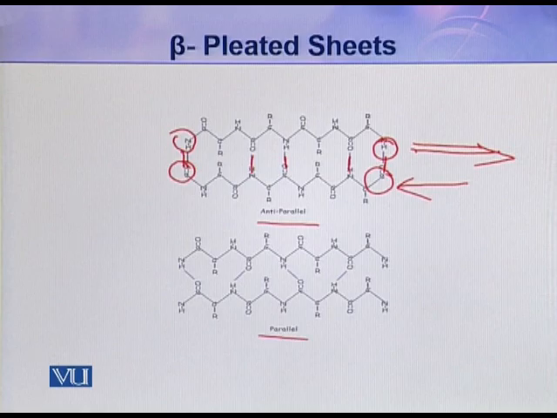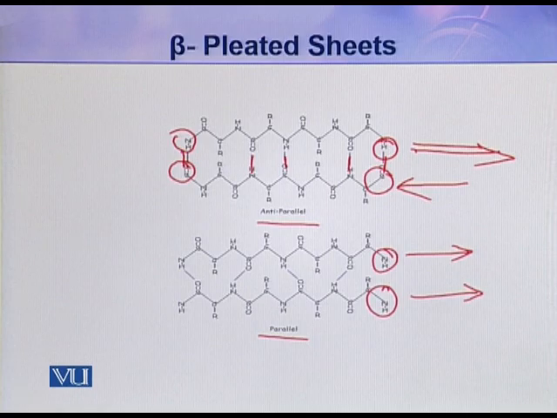If we see the parallel beta pleated sheet, you can see the amino groups are both on the same side. So the direction of these polypeptide chains is parallel. Look at the difference between the hydrogen bonding in anti-parallel and parallel beta pleated sheets. The hydrogen bonds are comparatively straight in the case of anti-parallel beta pleated sheets, while they are slightly distorted in the case of parallel beta pleated sheets. That's why anti-parallel beta sheets are more stable as compared to parallel beta pleated sheets.